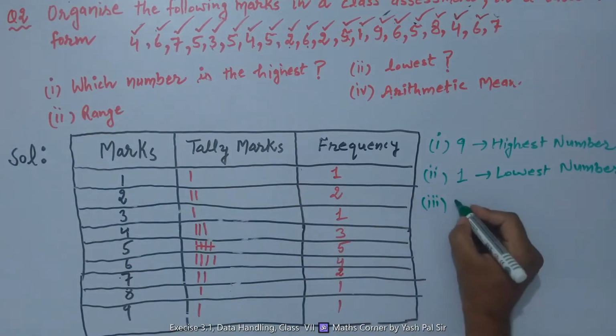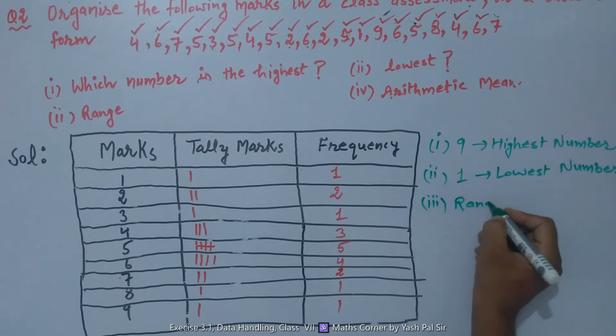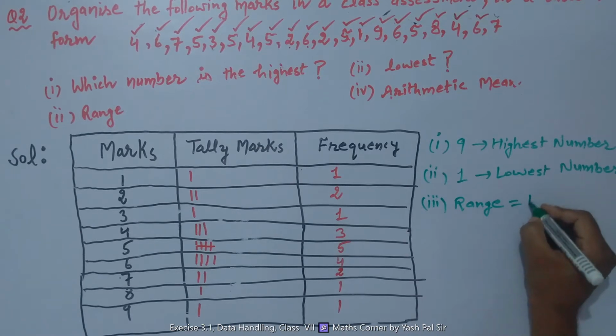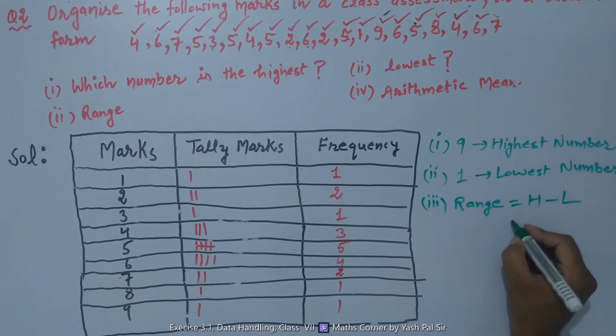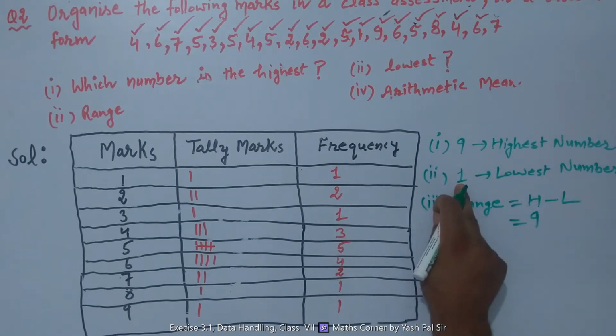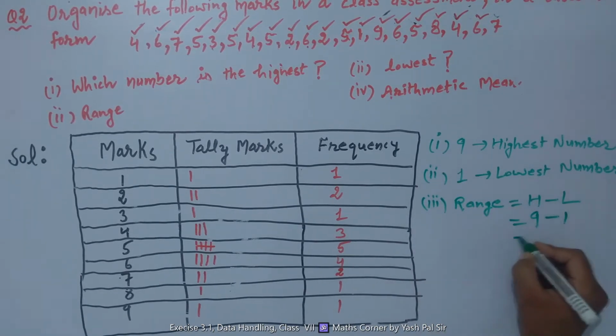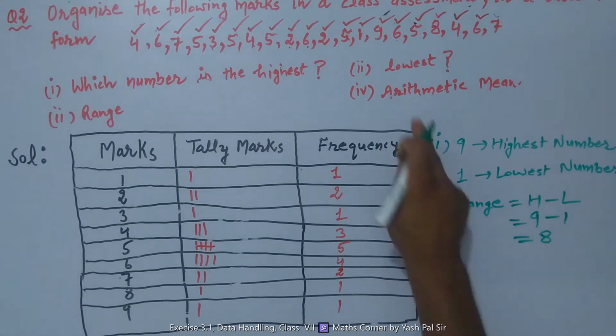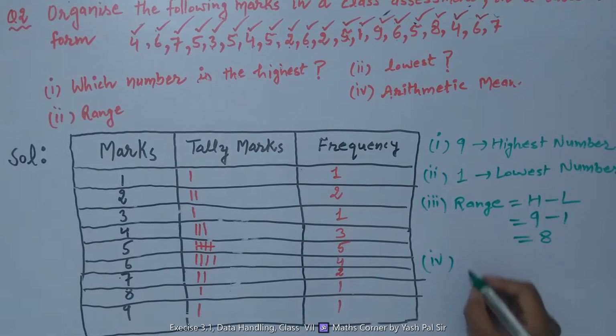What is the range? What do we mean by range? Range means highest minus lowest. So highest is 9 and lowest is 1. 9 minus 1 is 8. Number 4 part, arithmetic mean.